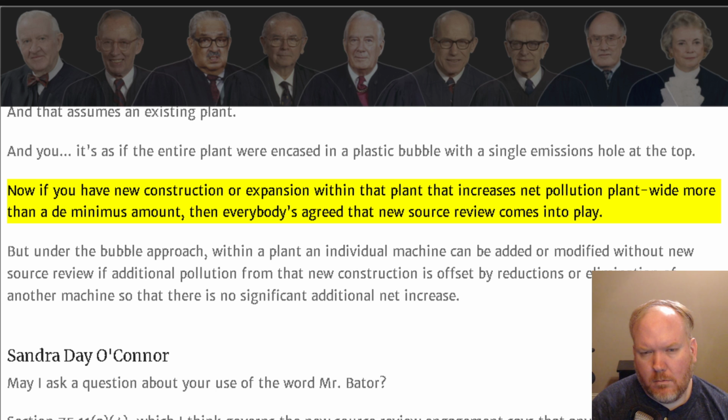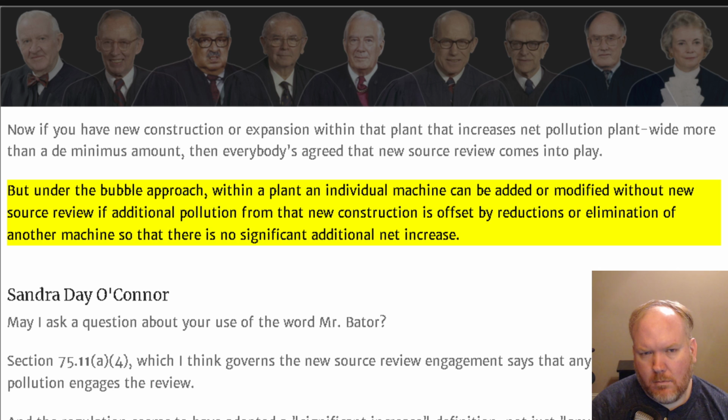Now, if you have new construction or expansion within that plant that increases net pollution plant-wide more than a de minimis amount, then everybody's agreed that new source review comes into play. But under the bubble approach, within a plant, an individual machine can be added or modified without new source review if additional pollution from that new construction is offset by reductions or elimination of another machine, so that there is no significant additional net increase.